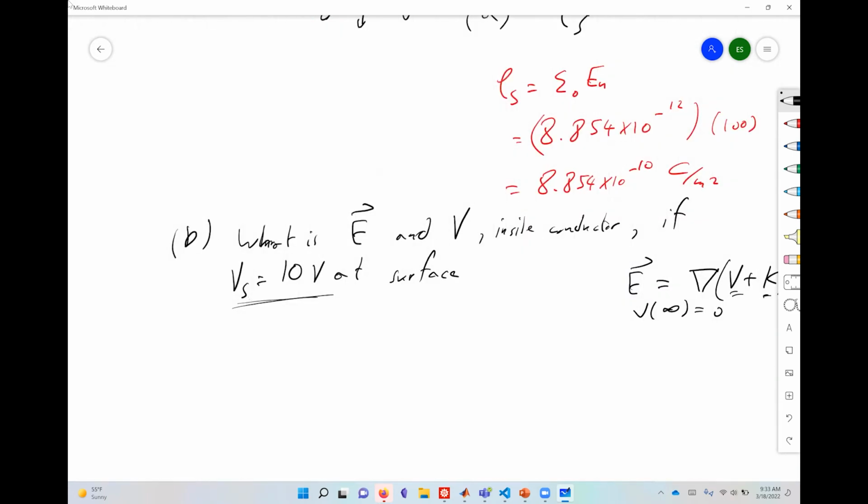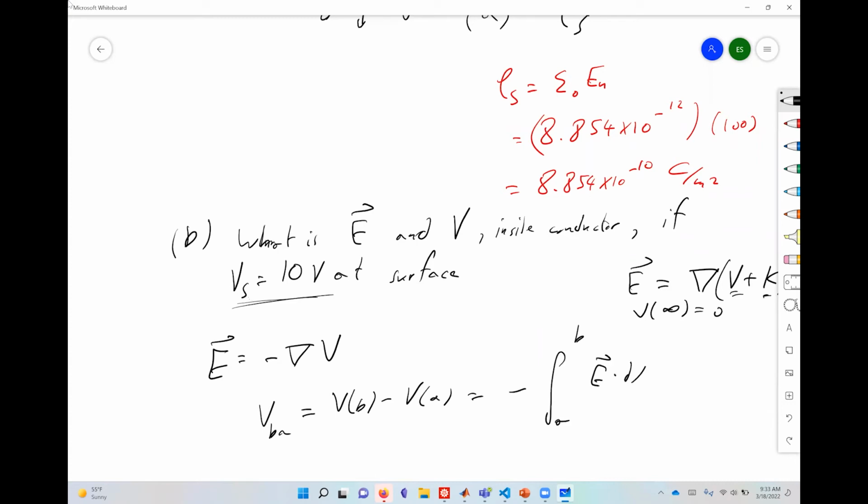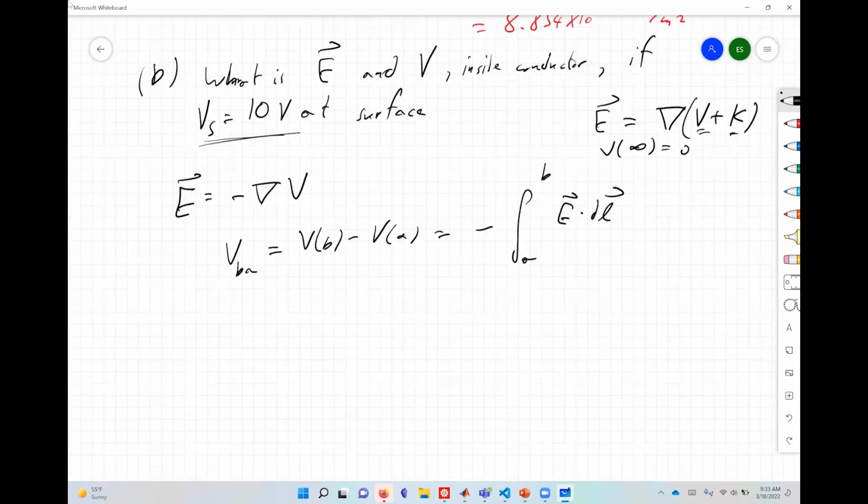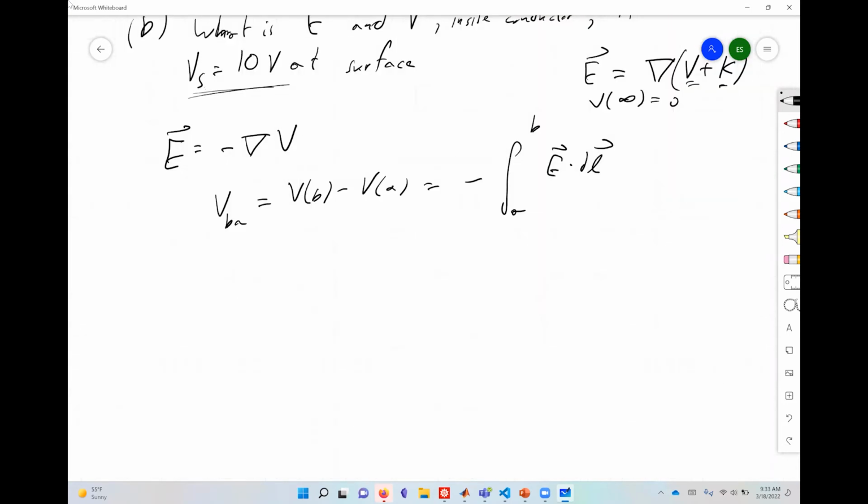Okay, so recall that E equals minus gradient V, right? And the voltage between 2 points, VB minus VA, is minus the integral from A to B of E dot dl. If you ever don't remember this, you can go back from basic principles. You can say the integral from a to b of E dot dl. What is this?